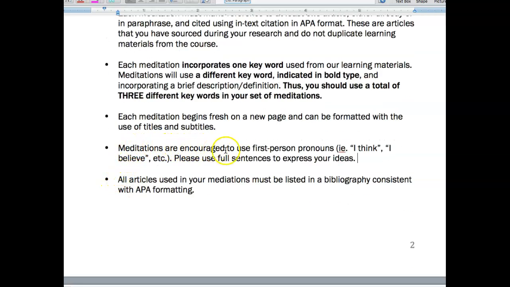In these meditations, you are encouraged to use what are called first-person pronouns. So it's I. So you can say things like I think, I believe, I found, I researched, this makes me feel X, Y, and Z. So please use them. These are your meditations and your ideas. Also, please use full sentences to express your ideas. This is really important because you want to be able to be expressing the fullness of your analysis and your enthusiasm for your topic area.